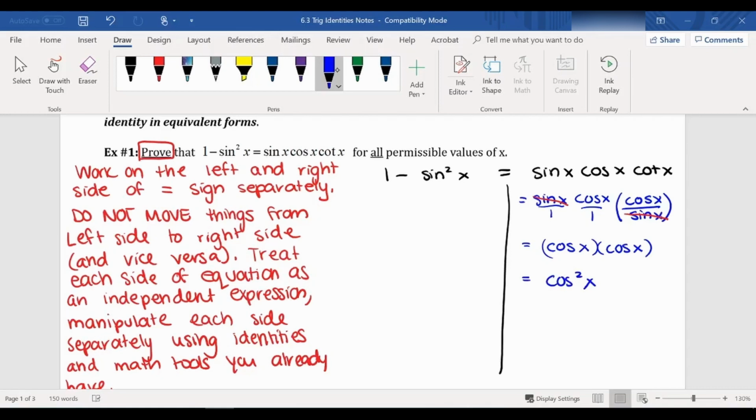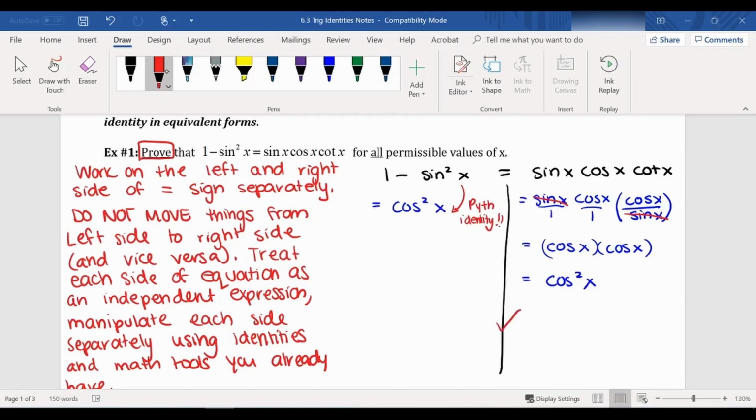So what I'm going to do is go back and look at the left-hand side and see if there's anything I can do there to make it equal cosine squared. And there is. This is my Pythagorean identity. It just straight up equals cosine squared x because of my Pythagorean identity. Okay. So then I'm done.